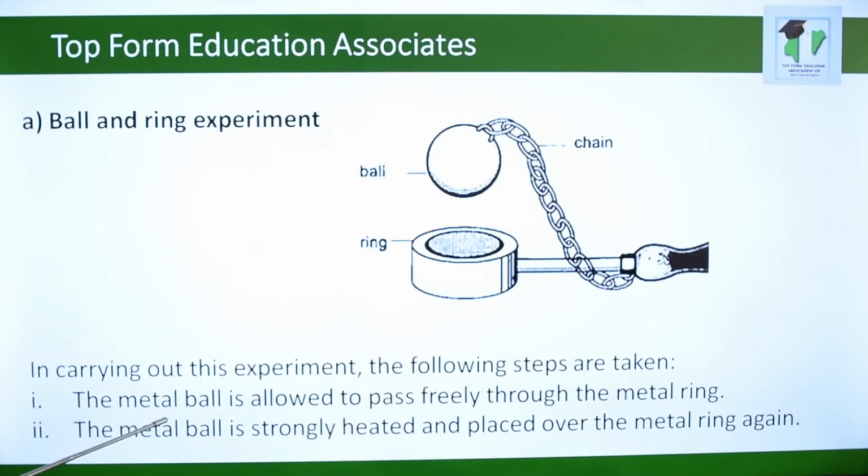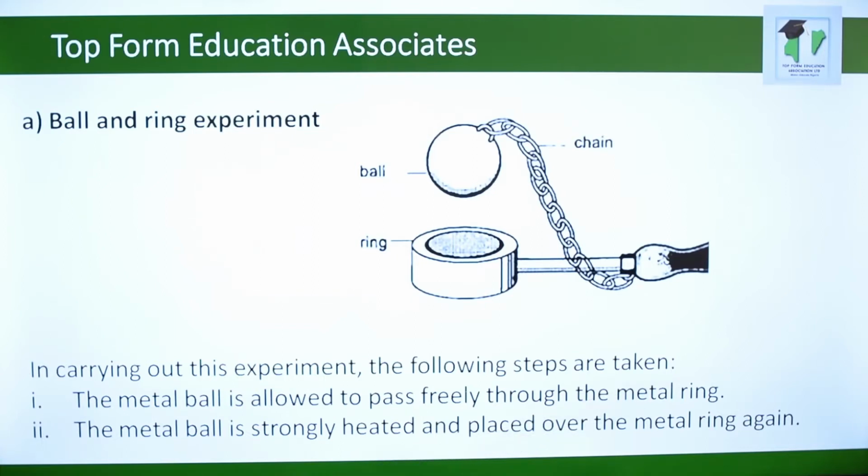Number one, the metal ball is allowed to pass freely through the metal ring. This is the metal ring, and the metal ball passes through it freely when you have not heated the ball. Are you getting it? Number two, the metal ball is strongly heated and placed over the metal ring again.